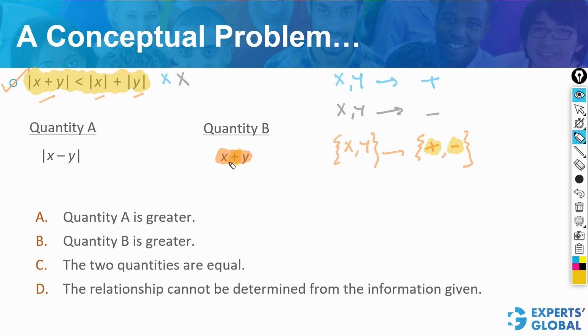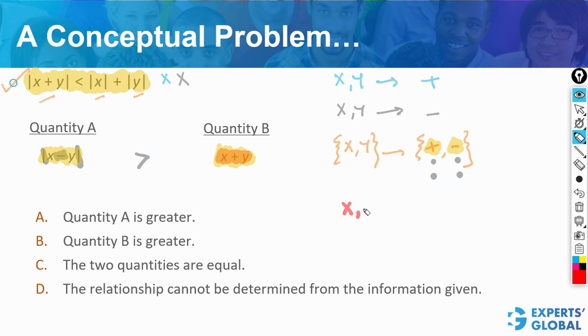When they are added, the magnitude decreases, whereas when they are subtracted, the magnitudes will add up. Imagine something positive minus something negative will lead to a big positive number. Similarly, a negative number minus a positive number will lead to a big negative number whose modulus would lead to a greater value. You can understand this by taking a couple of examples.